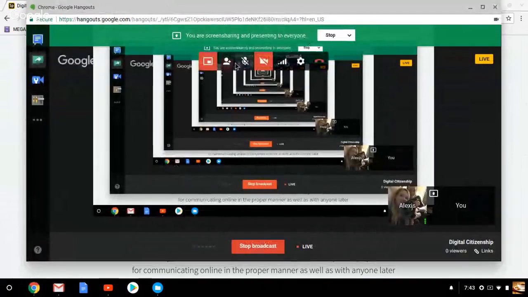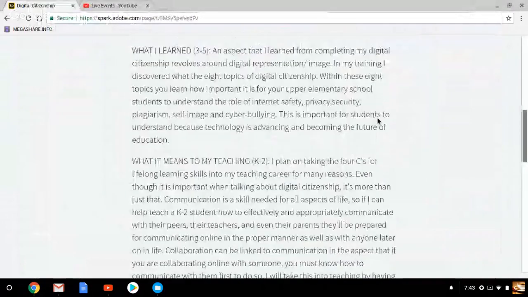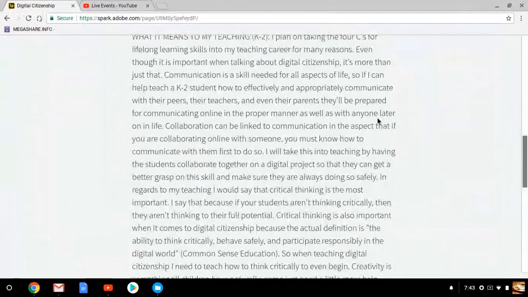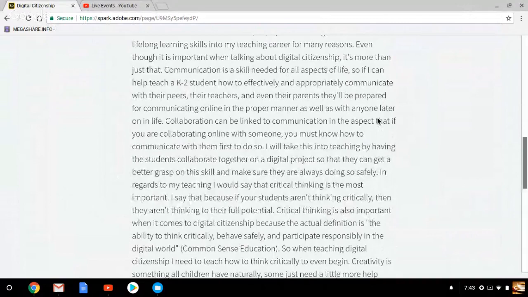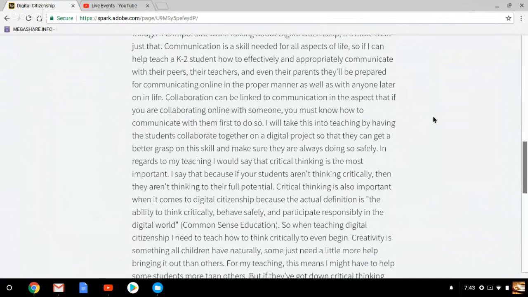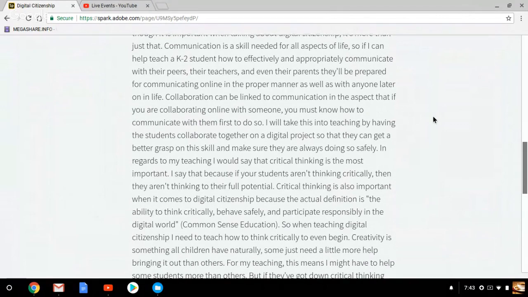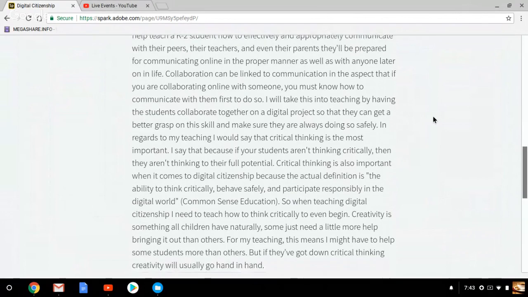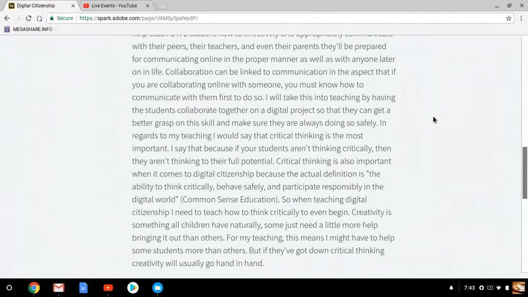So, what this means for my teachings, like for the K through 2 classroom, I plan on taking the 4 C's for lifelong learning skills for many reasons. Even though it's important when talking about digital citizenship, it's more than just that. Communication is a skill needed for all aspects of life. So, if I can help teach a K through 2 student how to effectively and appropriately communicate with their peers, teachers, even their parents, they'll be prepared for communicating online in the proper manner as well as with anyone later on in life.